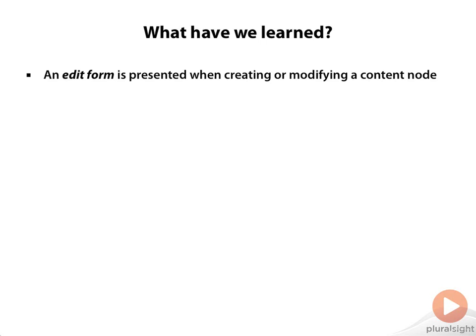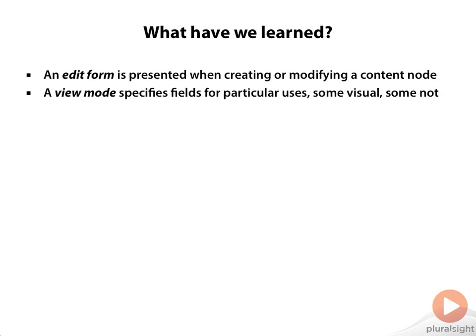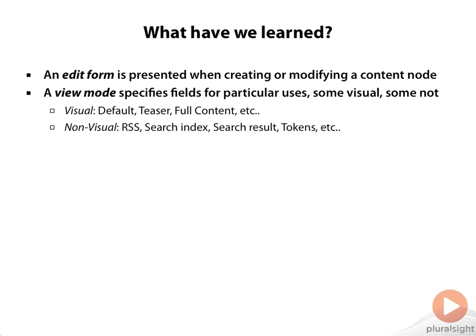So let's go back over this a bit. So we've seen that an edit form, that's what we're looking at when we create or modify a node from a content type. We also looked at view modes though and learned that they're a specification for a particular set of fields and perhaps the sequence and even layout of those fields, but that some view modes are visual, such as the default view mode or the teaser view mode or the full content that we added. Some of them are non-visual though, such as RSS, search index, search result, etc.